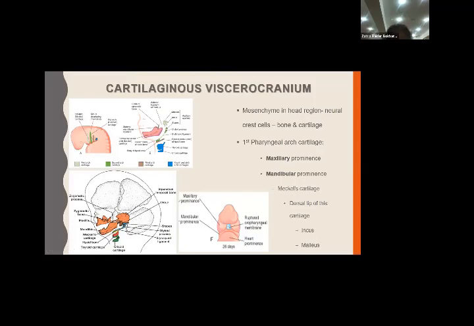अब first arch से develop होती हैं 2 bones related to the ear, middle ear की 2 bones. कौन सी 2 bones? incus और malleus. ये middle ear cavity की 2 bones हैं.